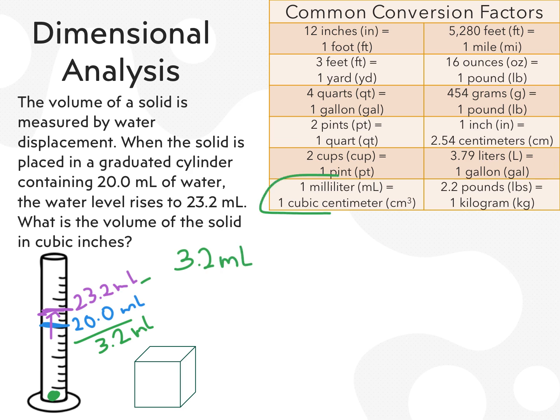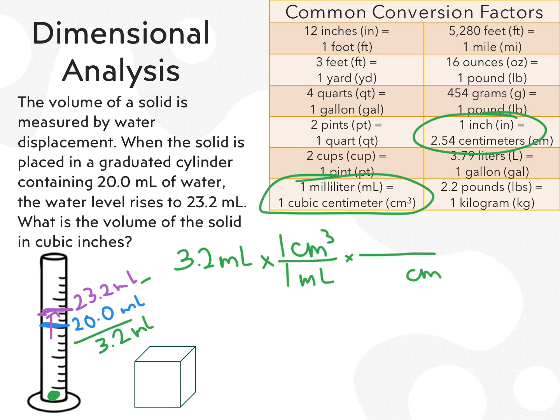So first of all, I have to remember that a milliliter is the same as a cubic centimeter, and then I can convert centimeters to inches. So 1 milliliter is the exact same thing as 1 centimeter cubed. And then we're going to cancel centimeters by putting it on the bottom. And my conversion chart says 1 inch is 2.54 centimeters. But there's a problem with my units, because a centimeter is not the same thing as a cubic centimeter.